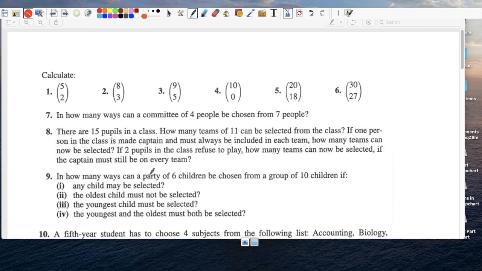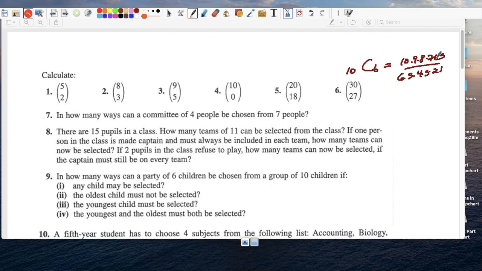9. How many ways can a party of 6 children be chosen from a group of 10 if any child may be selected? If any child can be selected, that's our standard word, which is just that, simply. 10, 9, 8, 7, 6, 5 over 6 times 5 times 4 times 3 times 2 times 1. And again, I should be putting the multiplication signs.